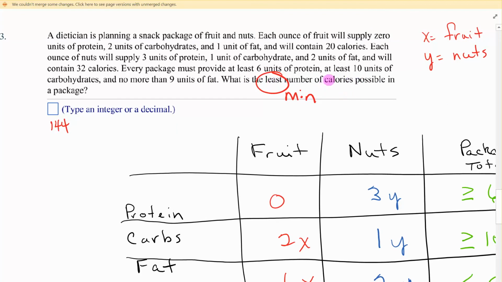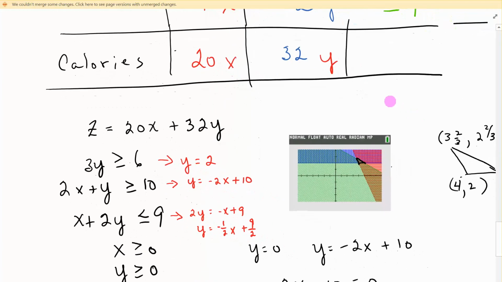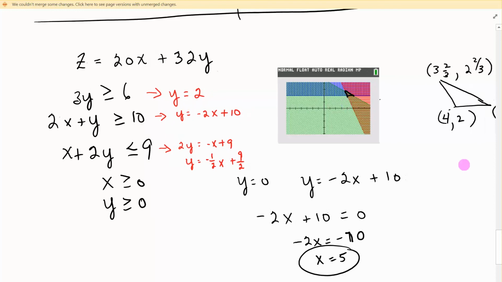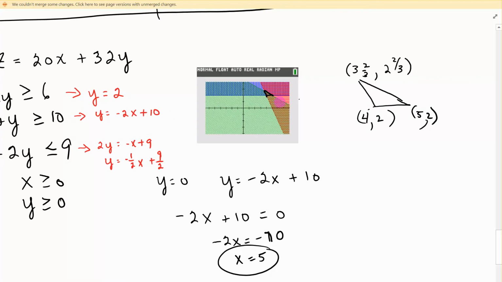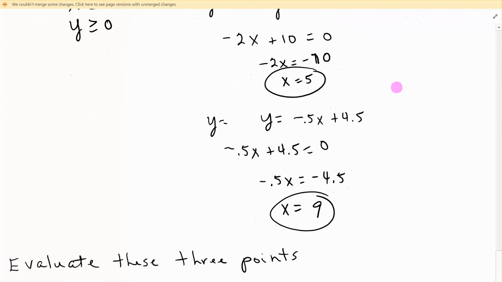So we're minimizing calories. So 20x plus 32y, z equals that. That's our objective function. I put all the constraints here from the chart, and I added x greater than or equal to 0 and y greater than or equal to 0. We know we're in the first quadrant. I had to reorder these in order to put them in the calculator. I was using my newer emulator, and I got this overlap right in there. That's my feasible region. I used the calculator to find those intersecting points, one here and here and here, by second calc intersect, or you could also do it by hand.